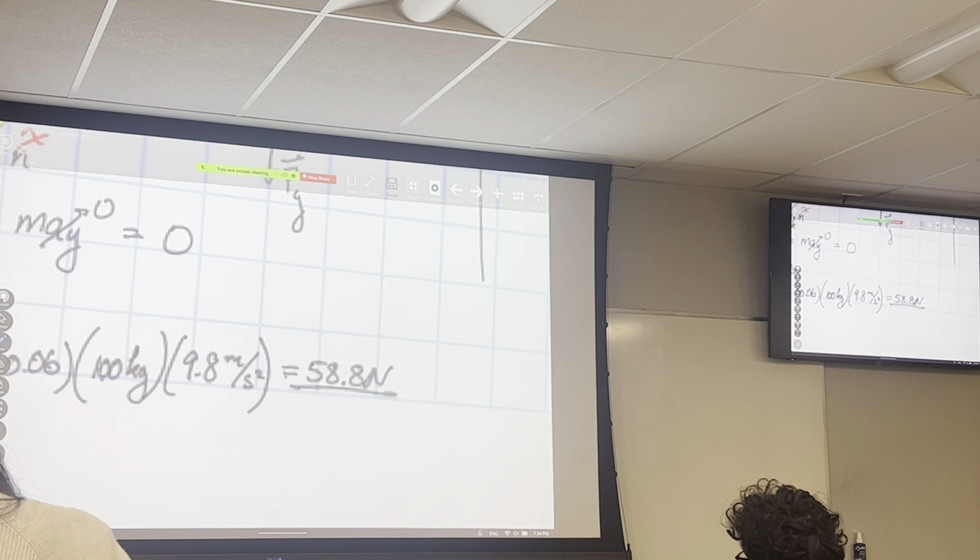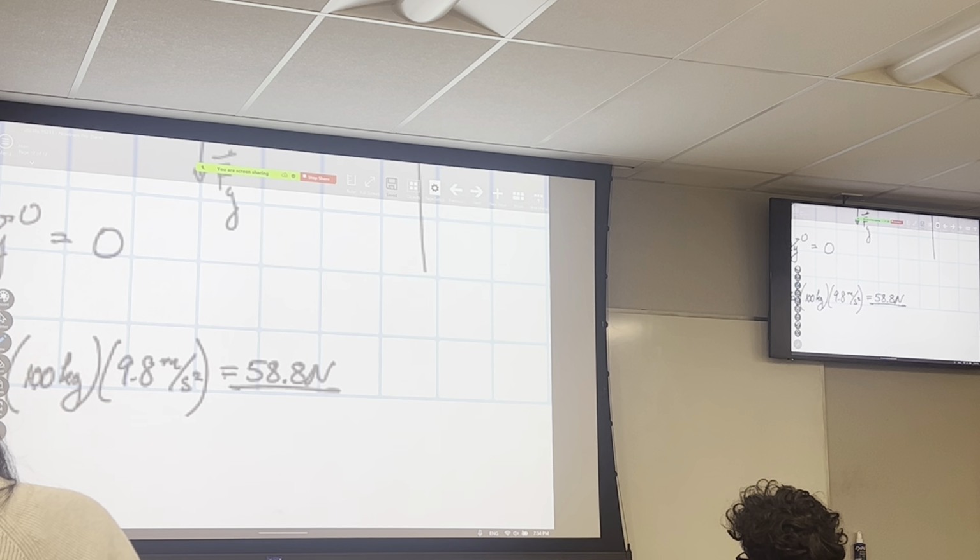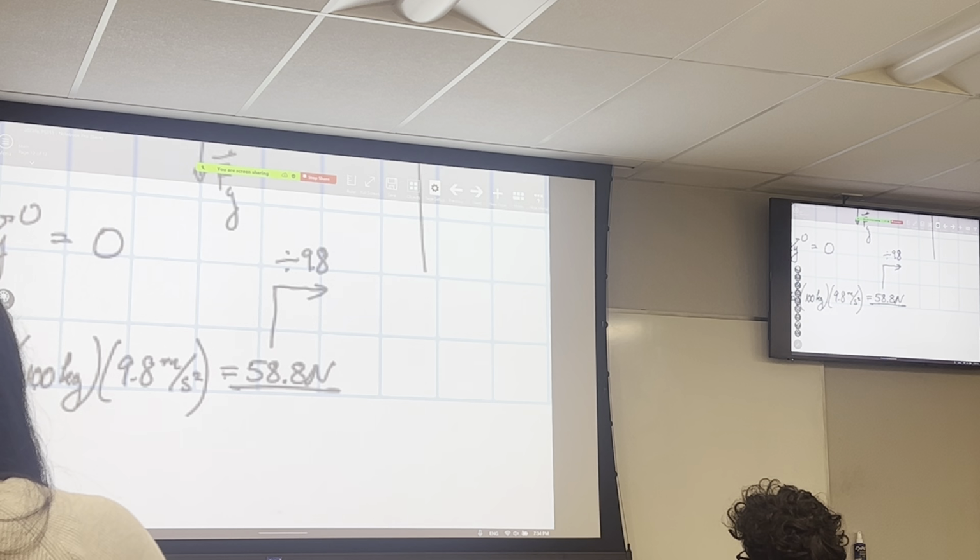Now, just to give you a sense of how strong this is, you can get a sense of this by dividing by 9.8. So someone divide this by 9.8 and give me the value. It should be like 5.50 or something. No. 5.6. Oh, exactly 6.